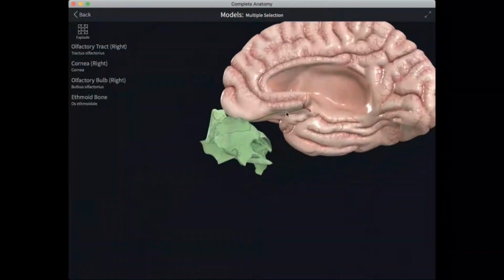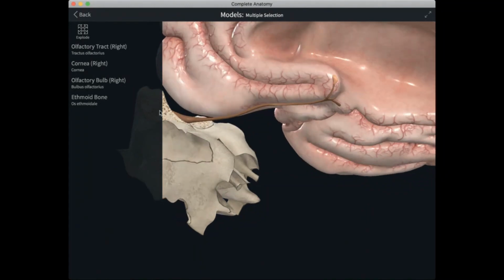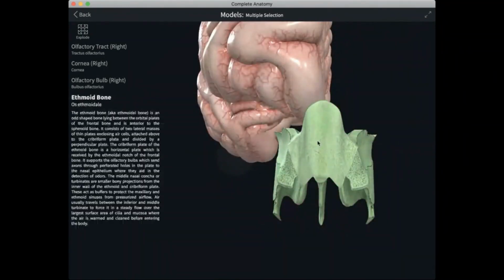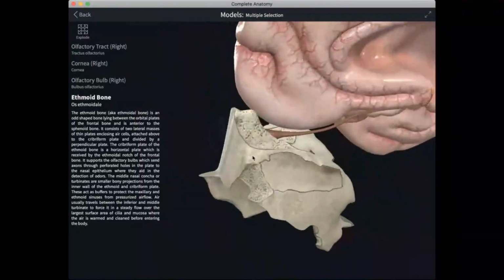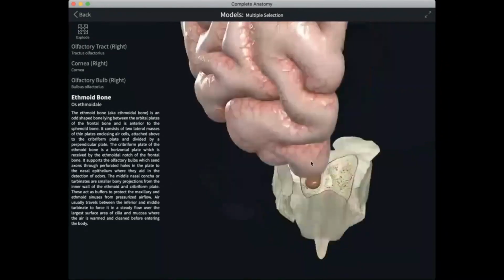What you see here is that at the base of the frontal lobe, the olfactory nerve is originating. This is called the olfactory nerve, the first cranial nerve. It originates at the base of the frontal lobe and goes all the way straight. This is the ethmoid bone, this is the perpendicular plate of the ethmoid bone, and this is the cribriform plate of the ethmoid bone.